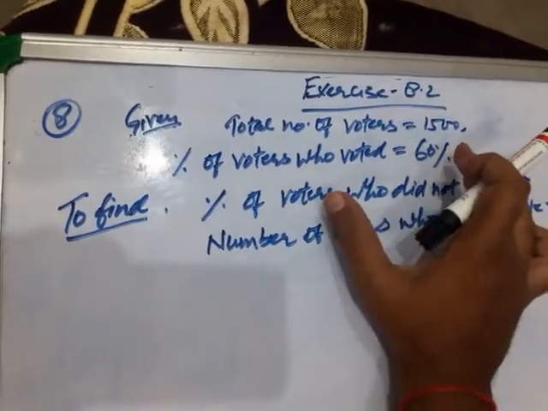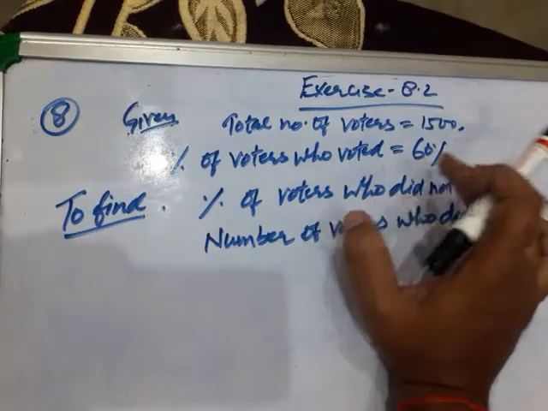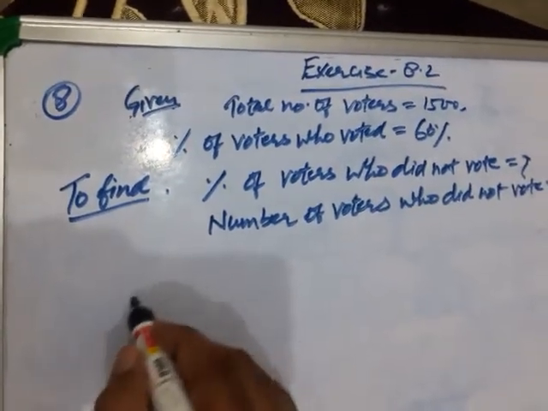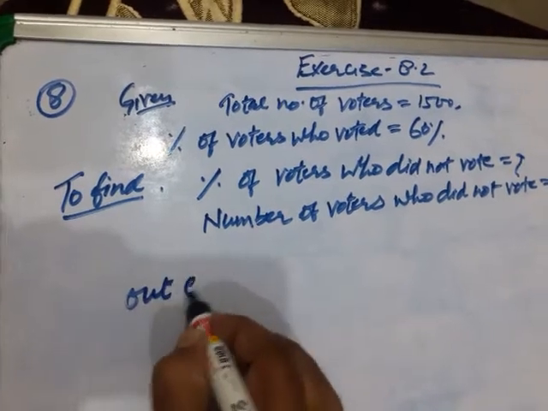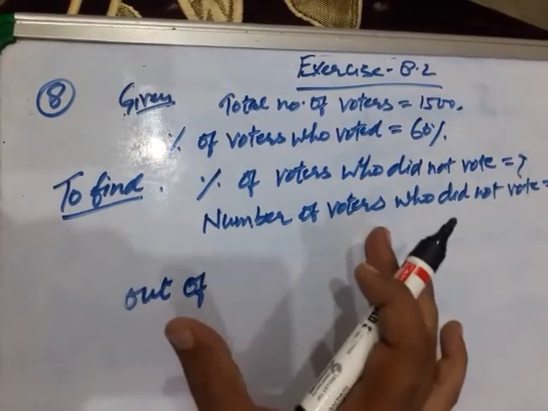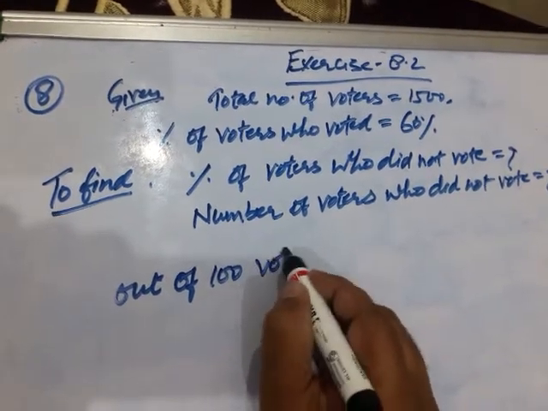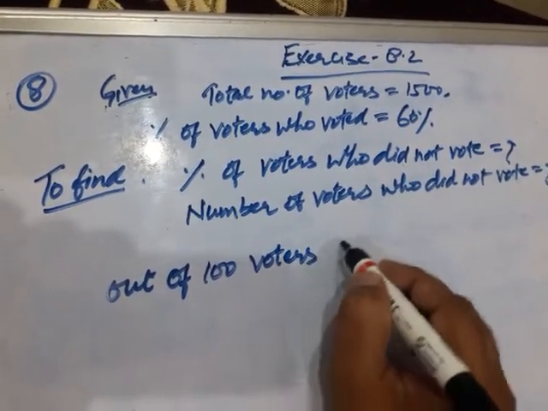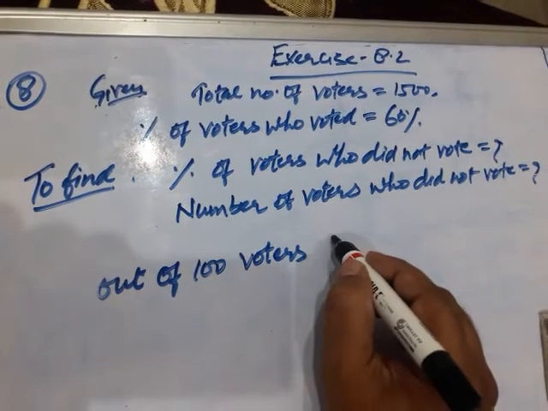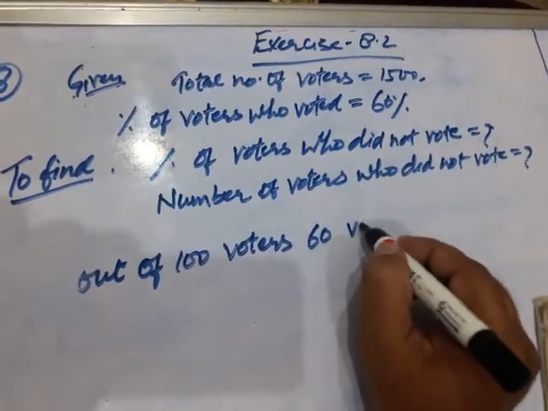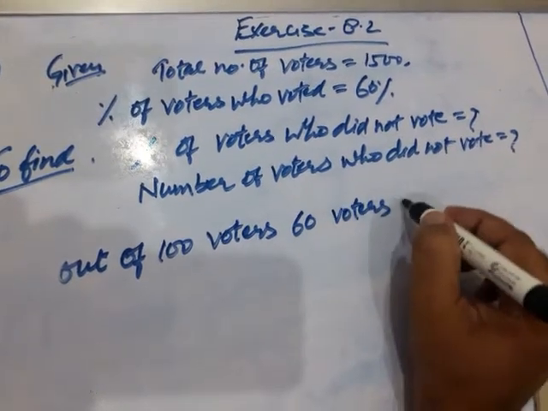The total number of voters is given as 1500. Percent of voters who voted is 60%. So here we start with percent. What is percent? Percent means out of 100. Out of 100 voters, 60 voters voted.